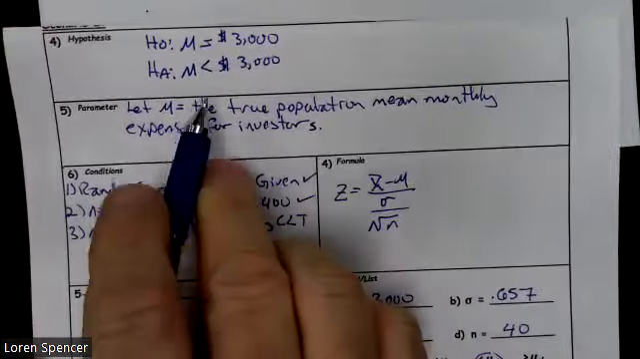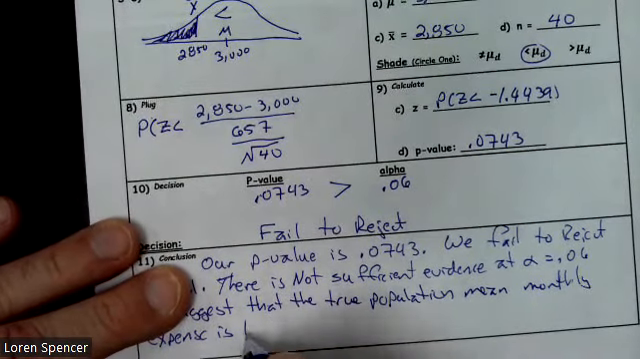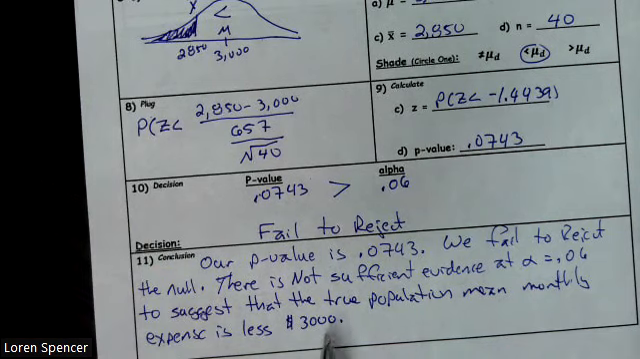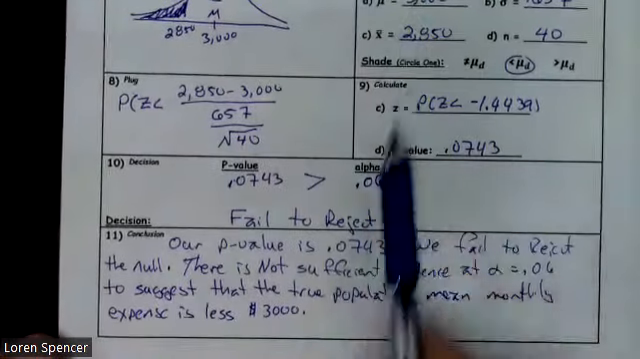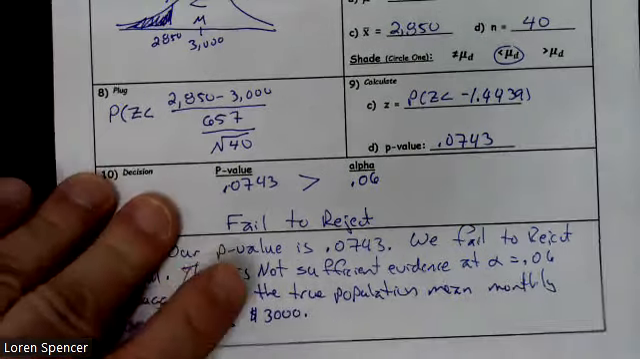Our alternative was less than 3,000. Whatever our alternative is, that's what we include here. So mu is less than $3,000. While our sample mean was 2,850, which is less than 3,000, we don't have enough evidence to say that on average, the average is less than 3,000. We do have some evidence, we just don't have enough at the 6% level. So we can't reject the null at the 6% level.